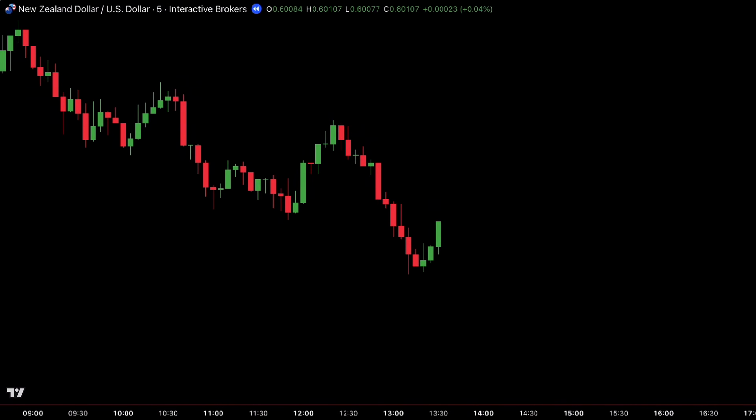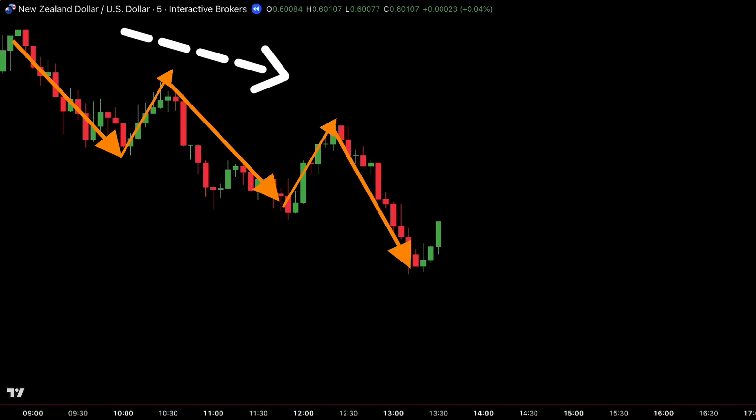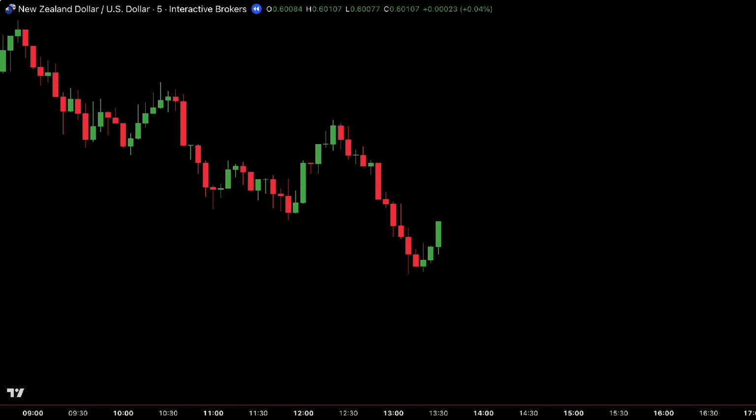Look at this chart of New Zealand dollar, US dollar on the 5-minute chart. The market is clearly moving downward. Every bounce gets sold and the price keeps breaking lower. This is a downtrend. Now focus on this strong drop. This is your impulsive leg. This is the only leg you should measure with Fibonacci in a downtrend.